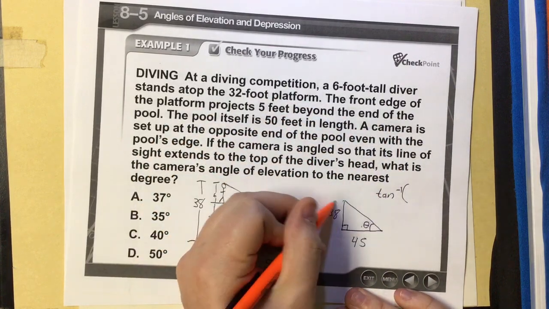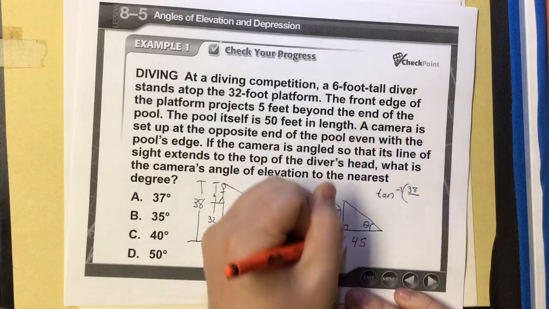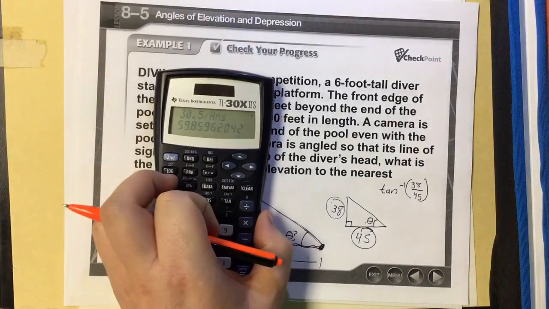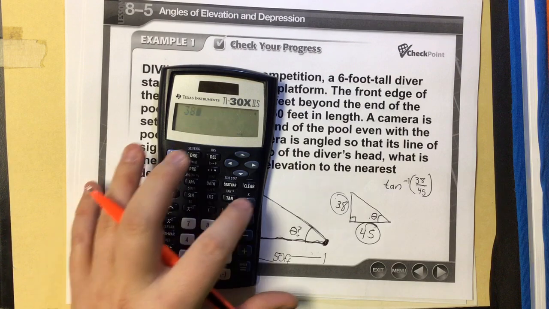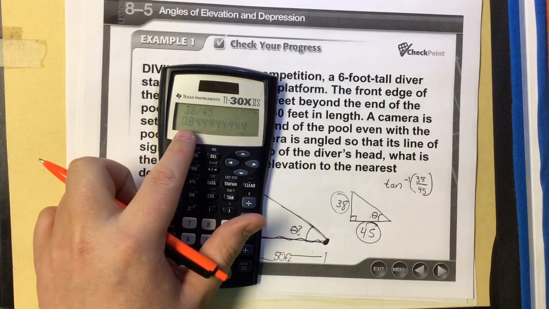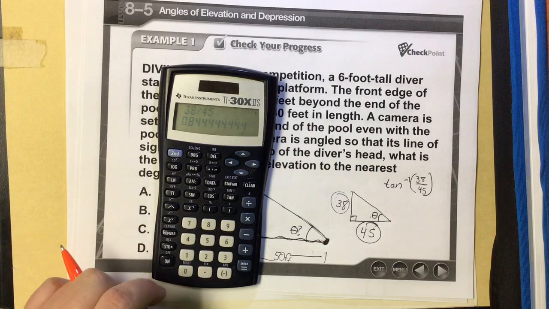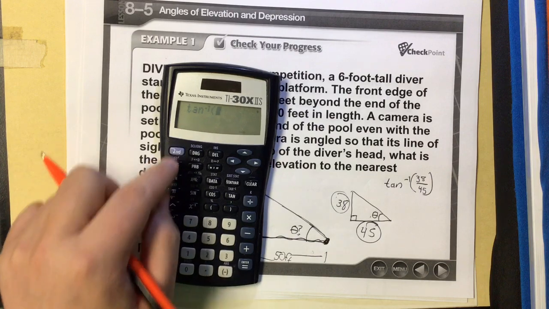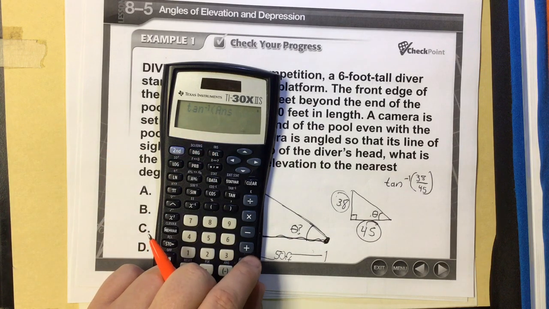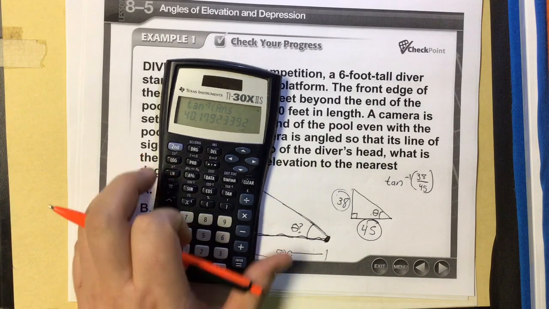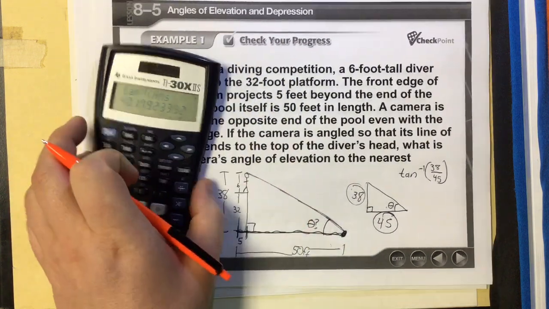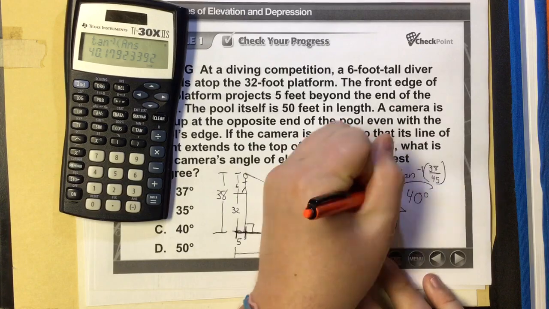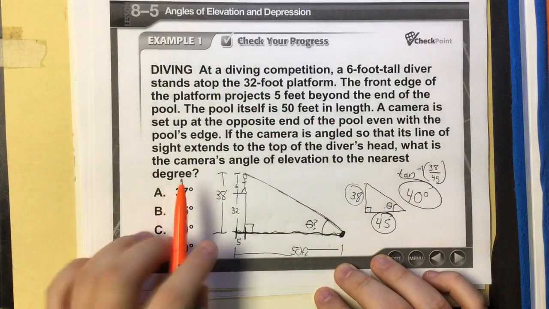And SOHCAHTOA says tangent is opposite over adjacent. So we do the inverse tangent of 38/45. So I'm going to do 38 divided by 45, which gives me 0.8 repeating. Now I have to do the inverse tangent, and you can type in that answer, or if your calculator has one for an answer, it's just reusing that decimal I had. So I get an angle of 40. It says to round to the nearest degree, so 40 degrees.